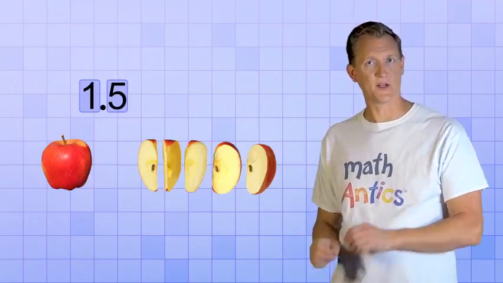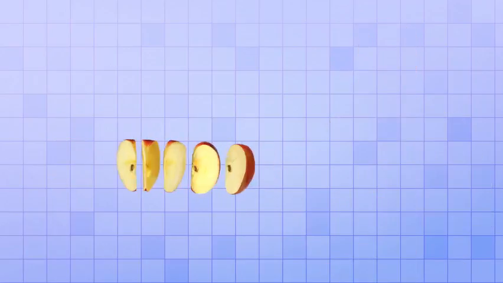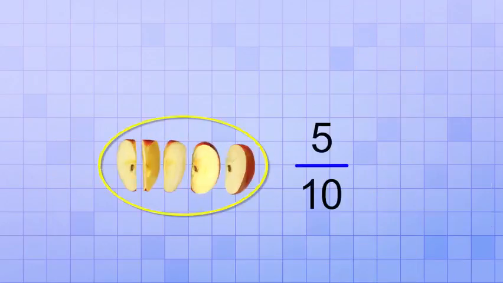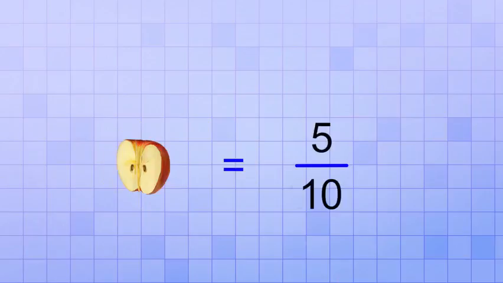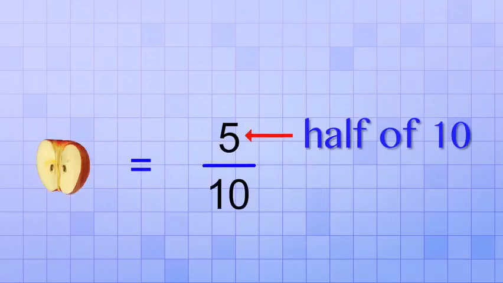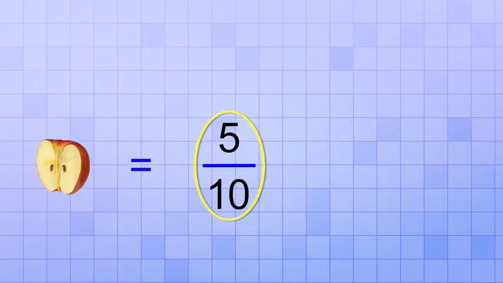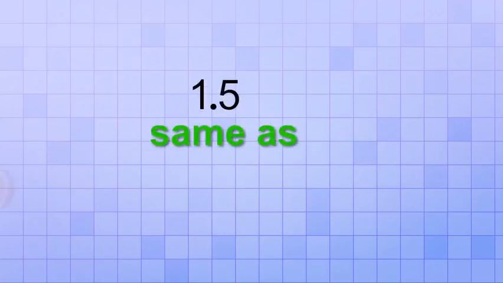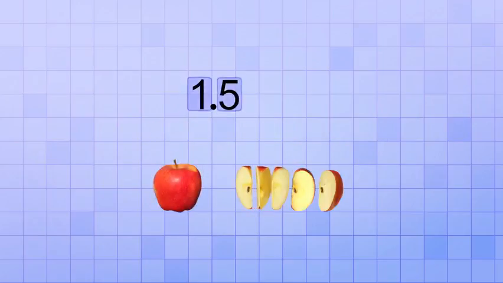Let's pause for a second to notice something important. Do you see that having 5/10 of an apple is the same as having 1/2 of an apple? That's because 5 is exactly half of 10, and the fraction 5 over 10 can be simplified to 1 over 2. That's why having 1.5 apples is the same as having 1 and 1/2 apples. Pretty cool, huh? Anyway, back to counting.